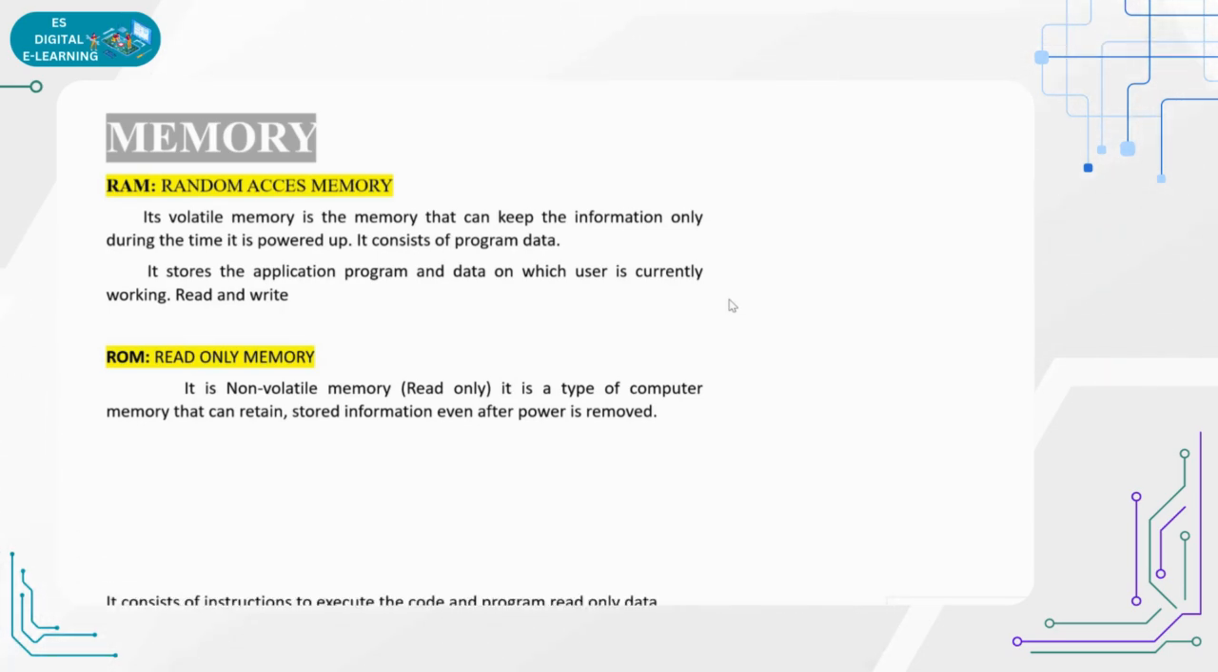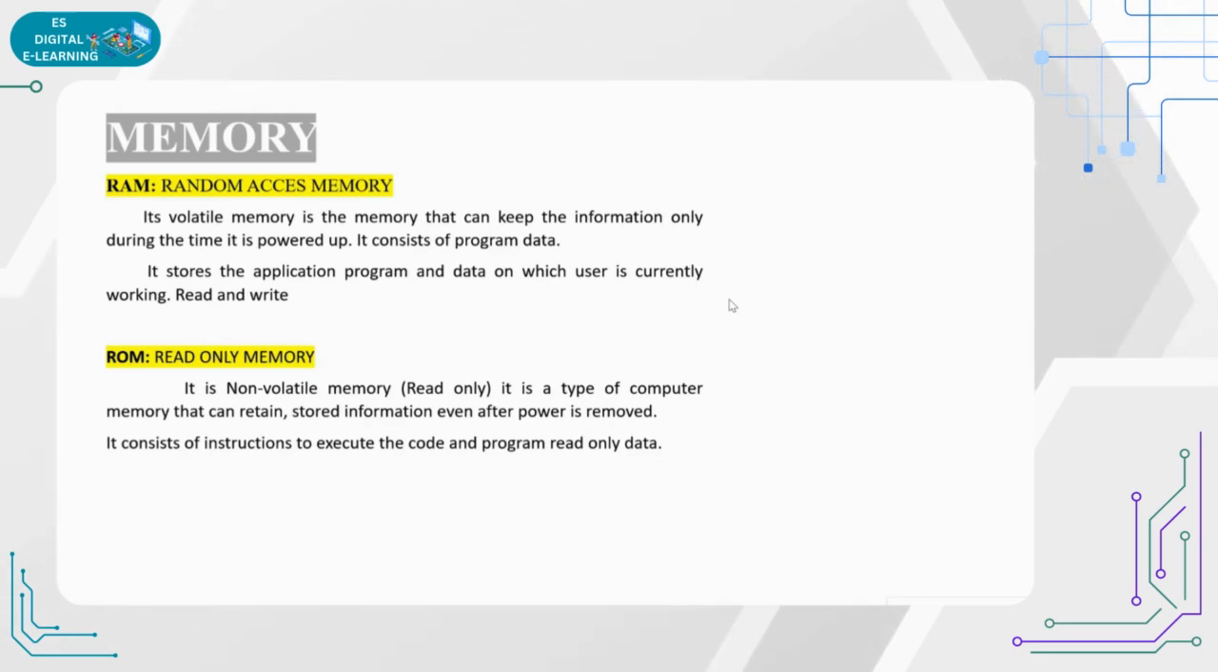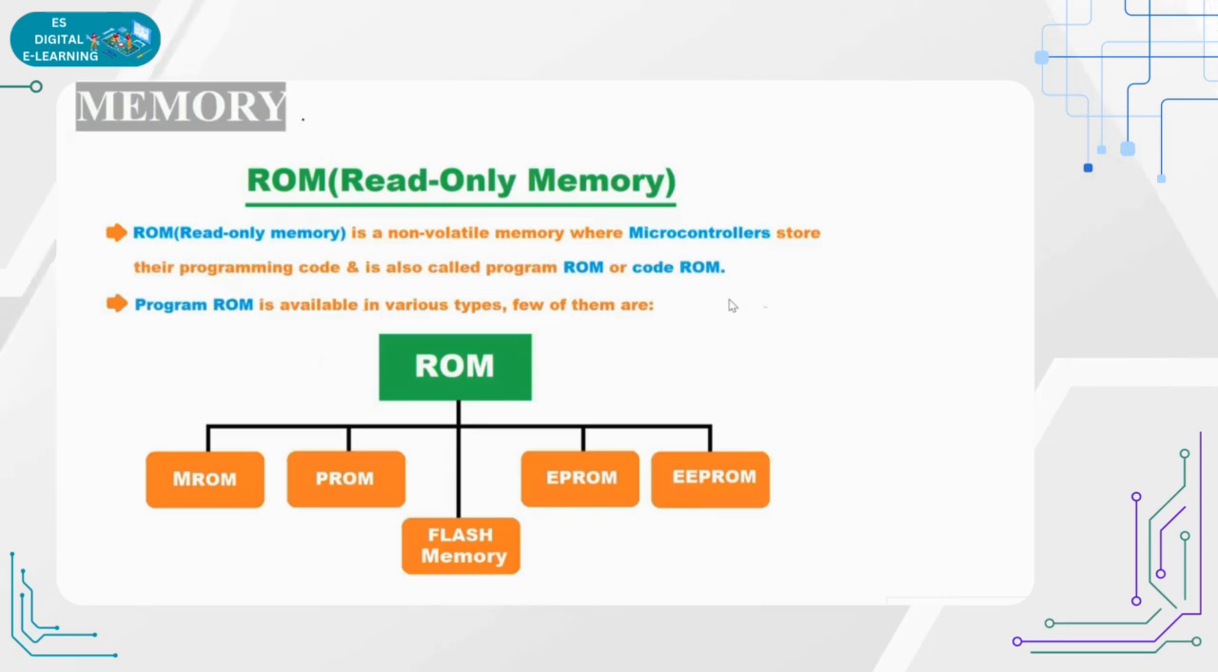Good. So it consists of instructions. While we have the OS, right, when we are configuring it, the OS will be configured in the ROM memories. So what does it contain? It contains the instructions on how you need to run your application software. All those instructions will be added in the operating system. So it consists of the instructions to execute the code and program the read-only data.